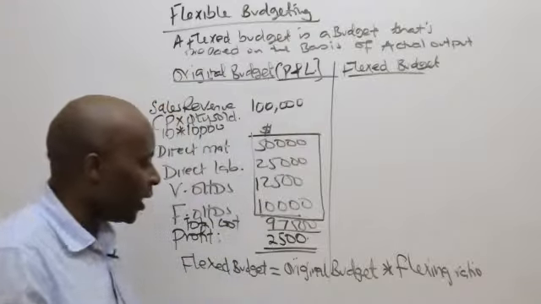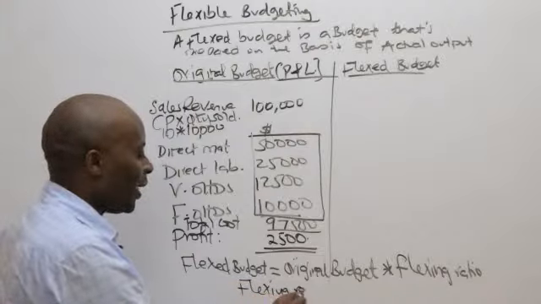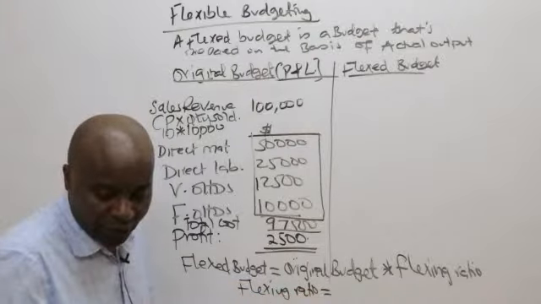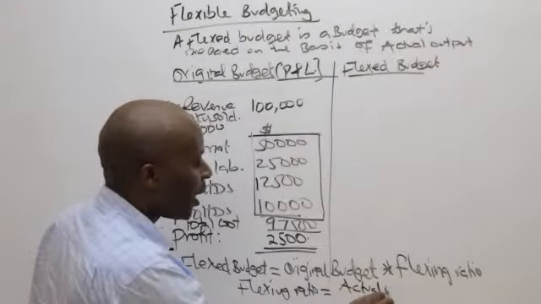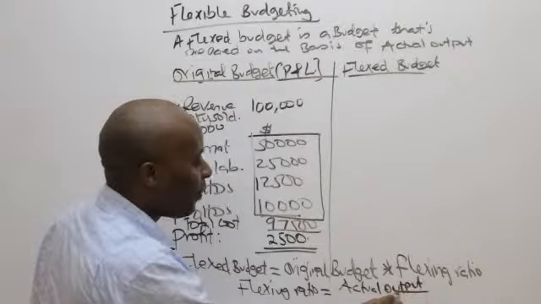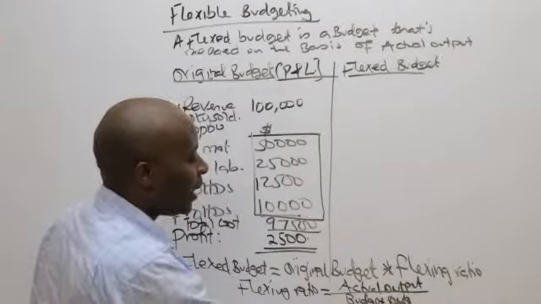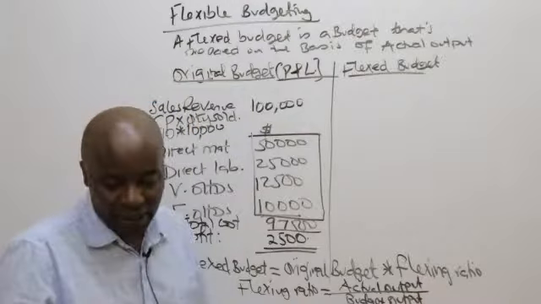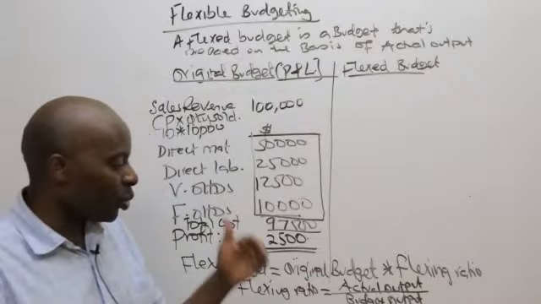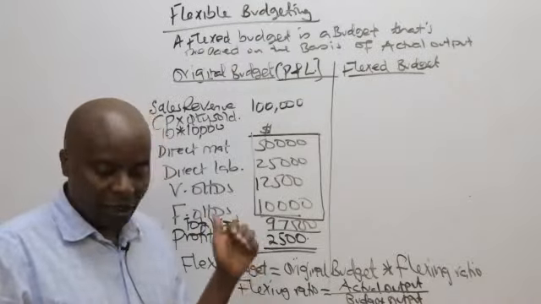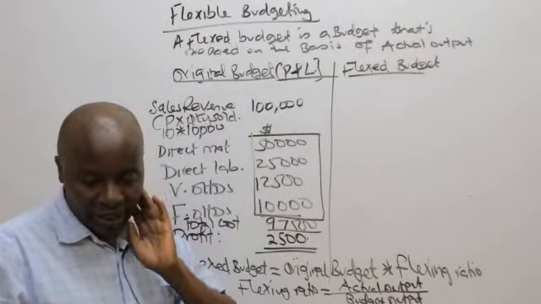So the question is, how do I get this flexing ratio? To get flexing ratio, I will be taking the actual output divided by budgeted output. Andika mpaka hapo kwanza. To get the flexing ratio, we normally take the actual output divided by the budgeted output.